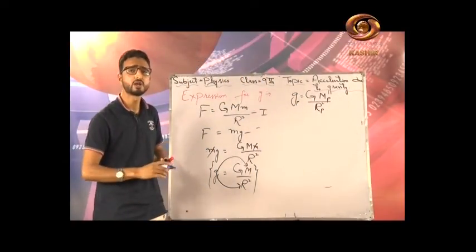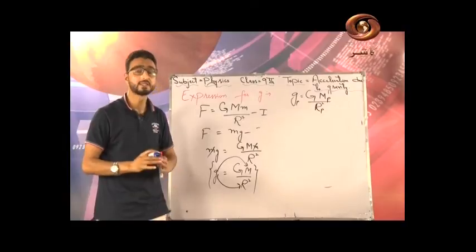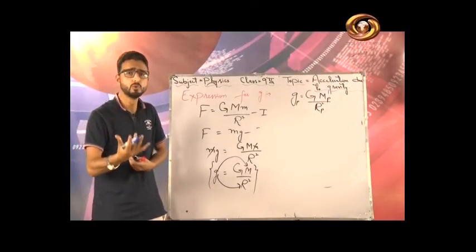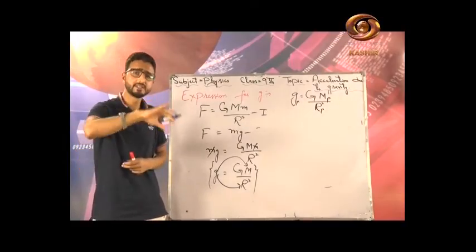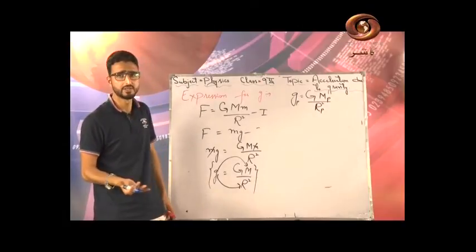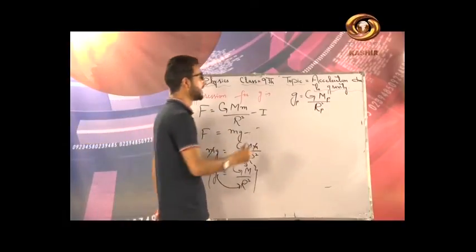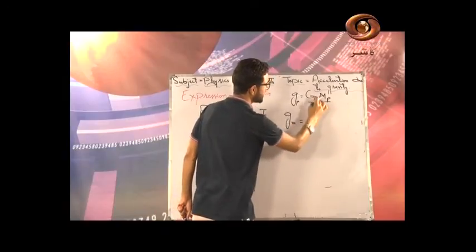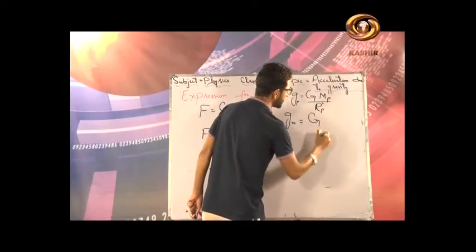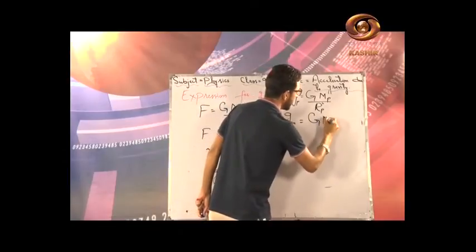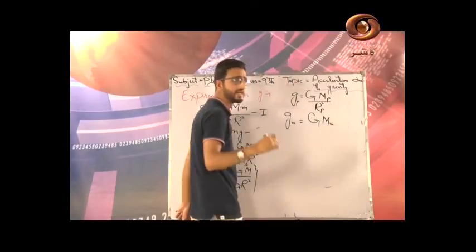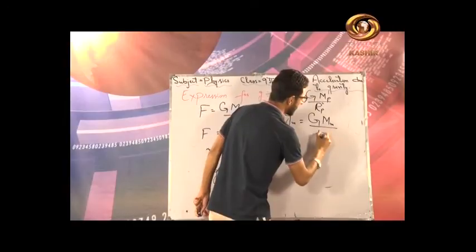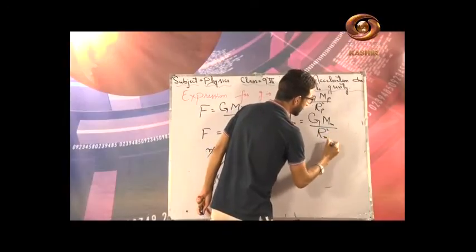Now let's try to calculate the value of acceleration due to gravity on the surface of moon. Moon is not a planet, but it is basically a natural satellite of earth. It revolves around the earth. Now let us try to calculate g on the surface of moon. From this very expression I will write g, G is universal constant, M I will write M_m, that is mass of moon divided by radius square, radius of moon square.